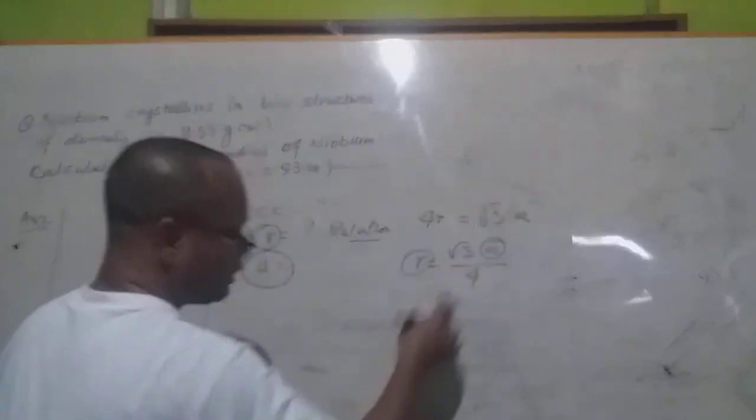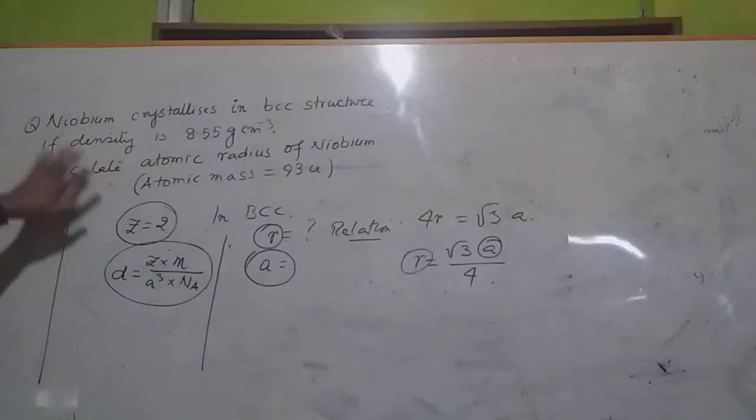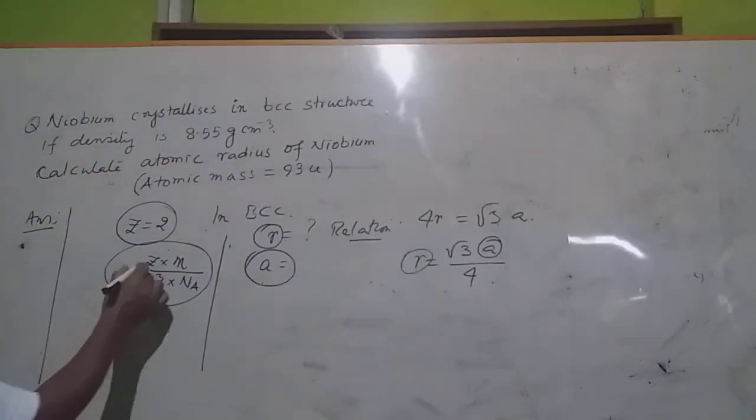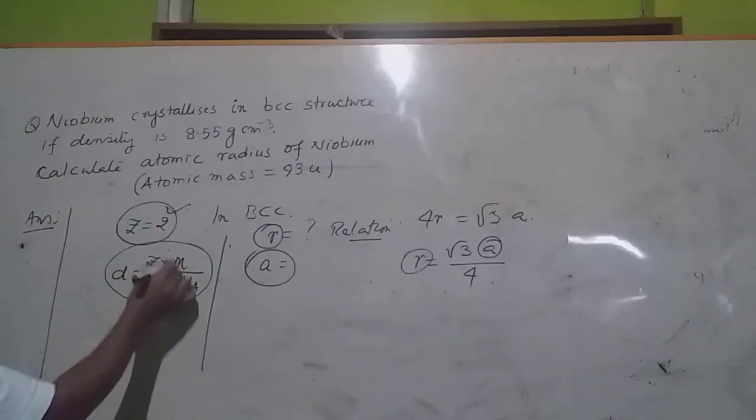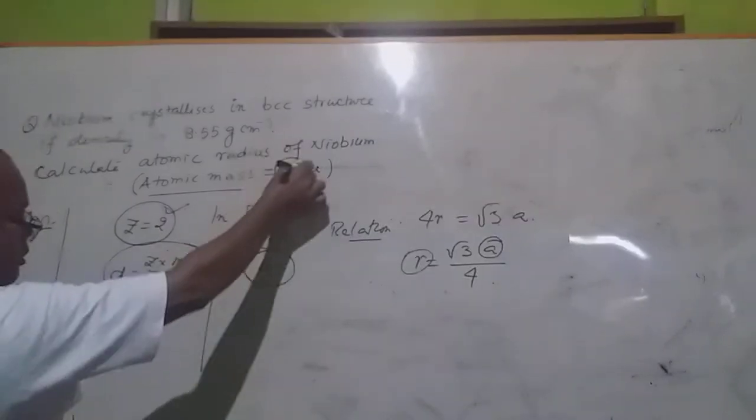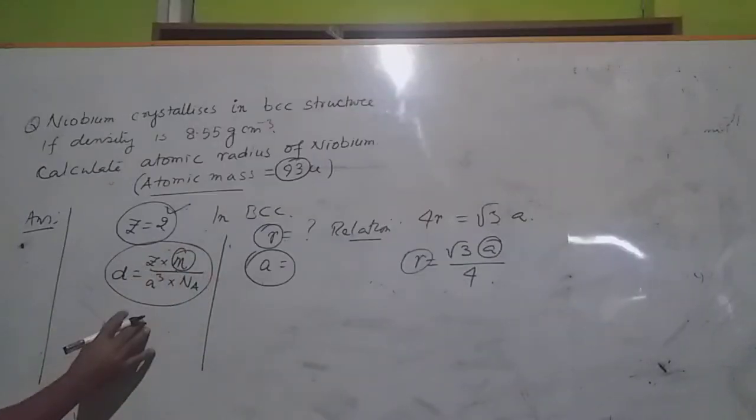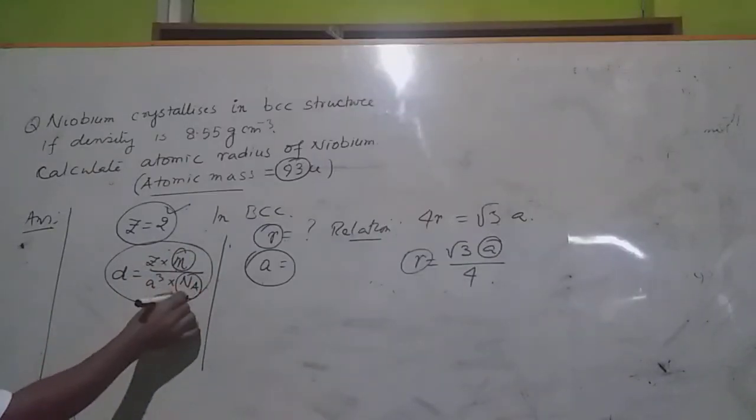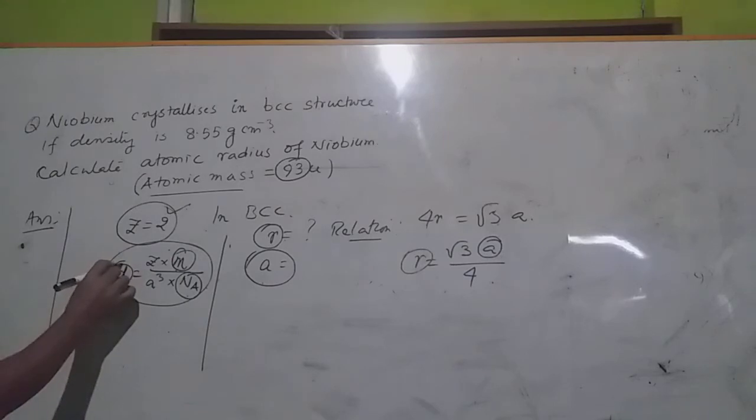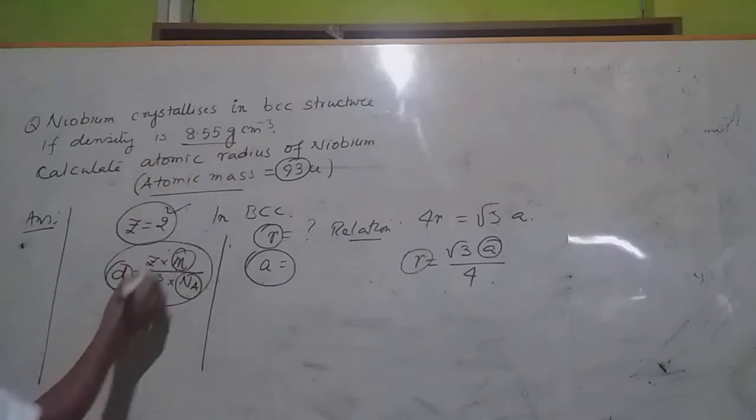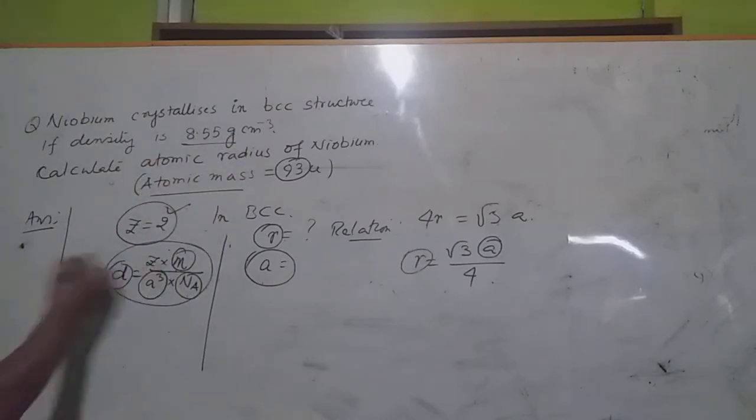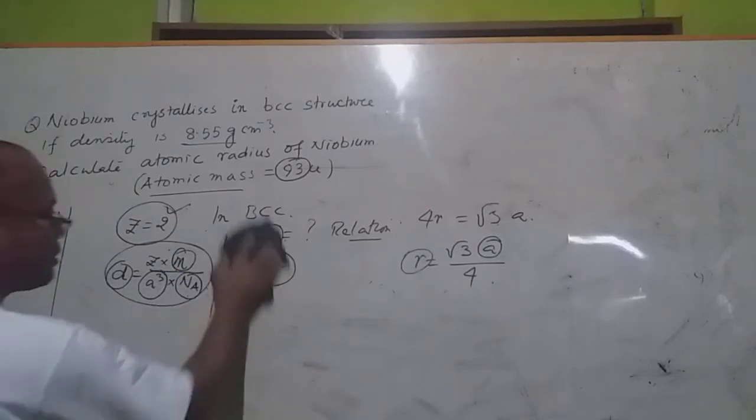So how to calculate a from the given dimensional parameters? Now here the Z value we know. What is the Z value? 2. And what is the molar mass, I mean atomic mass? That is 93. So this we know. And what is Avogadro's number? We know that. Density is given here. So then first we can calculate a cubed. So how to calculate? Let me start it.